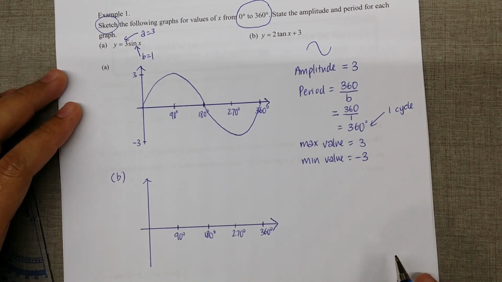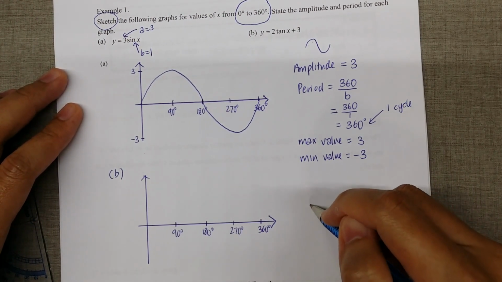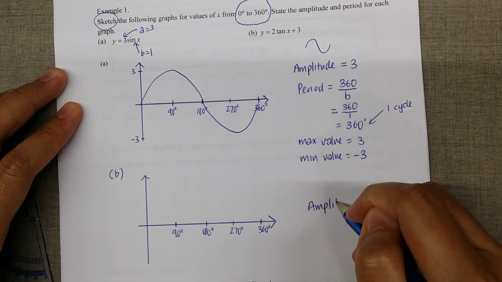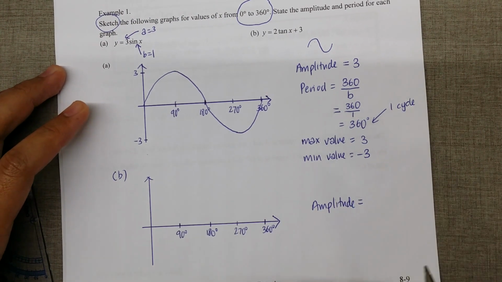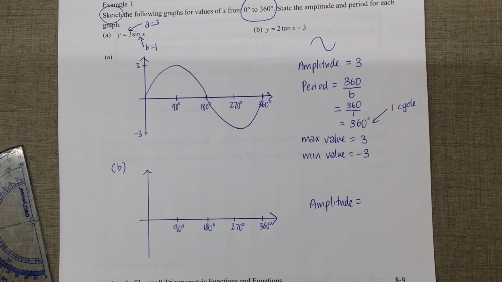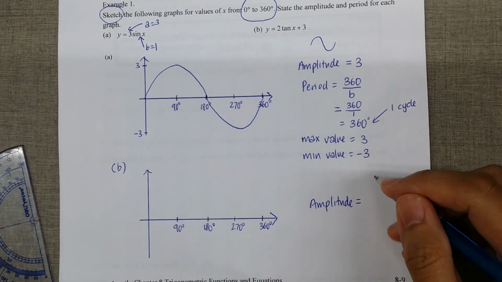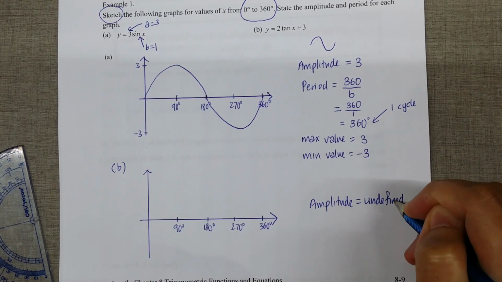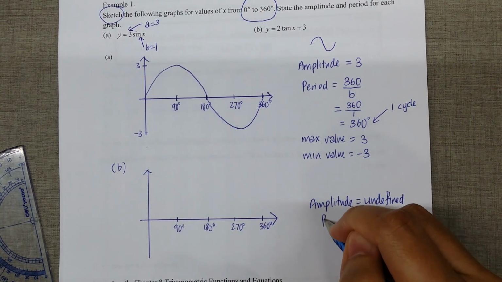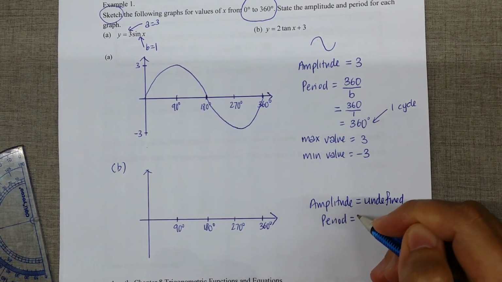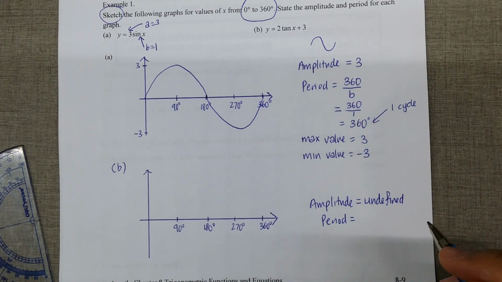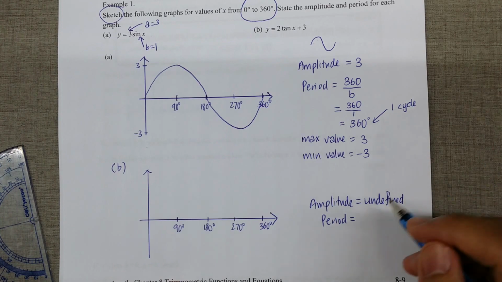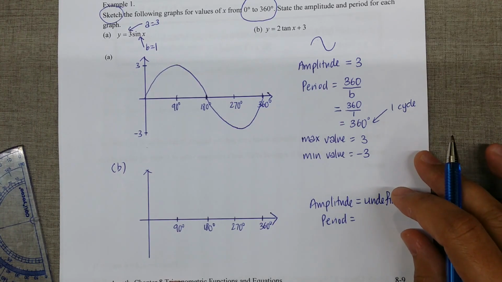So let's proceed on to tangent graph. Let me test you. What's the amplitude of tangent graph? If you tell me infinity, amplitude is actually undefined. Amplitude is undefined. Period: for period, I have to think about it. Tangent graph is not as easy. I think it's not specific here.